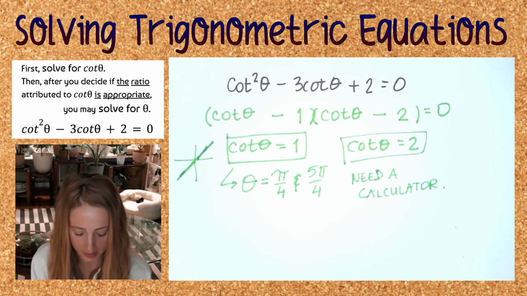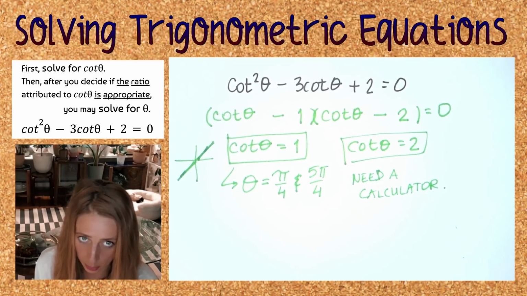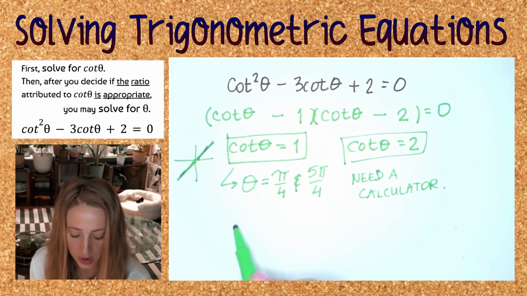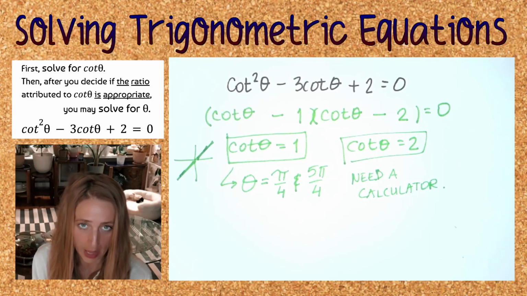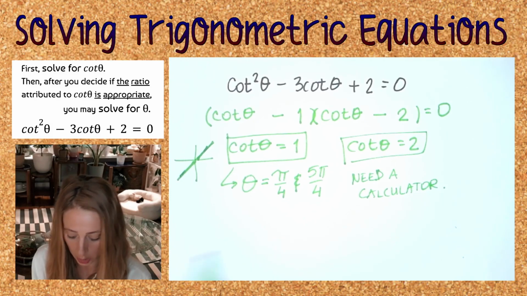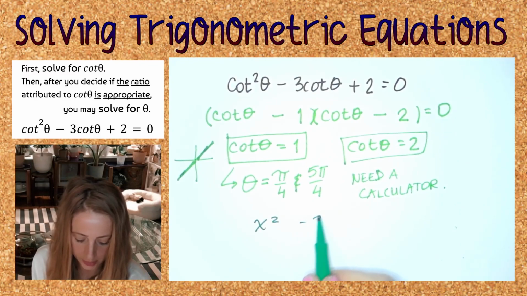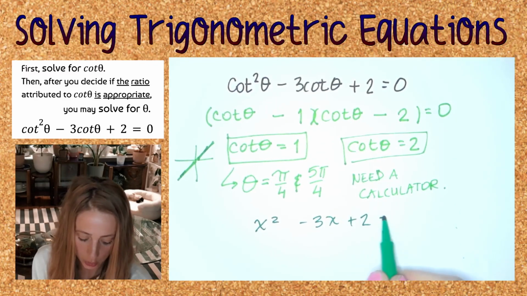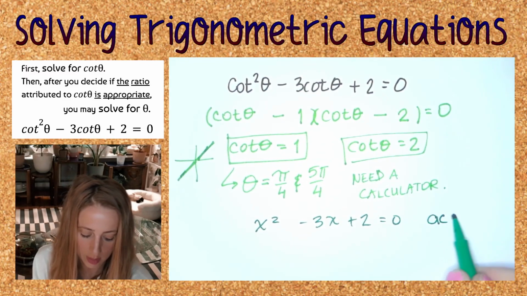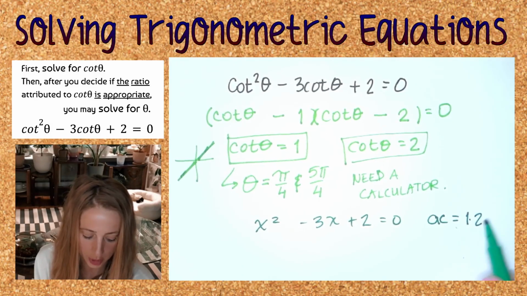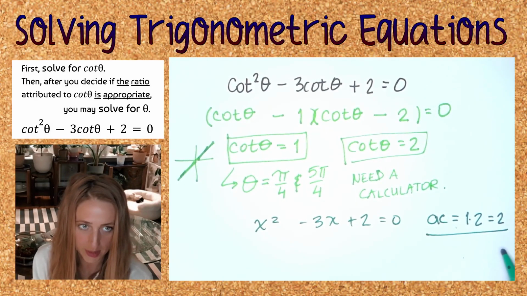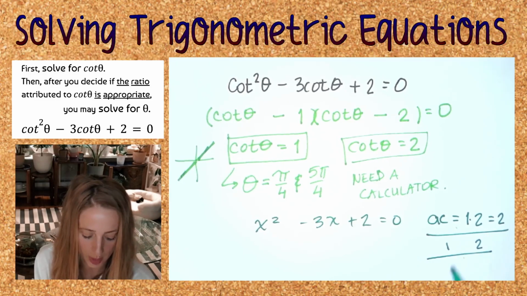3 minutes, 30 seconds. If not, if you need to see how to factor by grouping, okay, I'm just going to use x instead of cotangent just to make it a little bit quicker. So what will I get? I have x squared minus 3x plus 2 is 0. AC method is doing 1 times 2, which is 2. What multiplies to give you 2? 1 and 2. Bottom of the list, b equals -3.